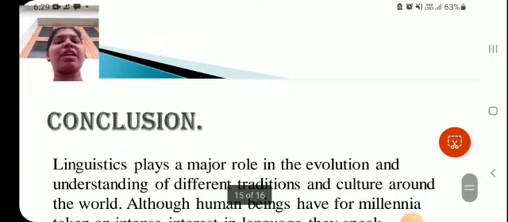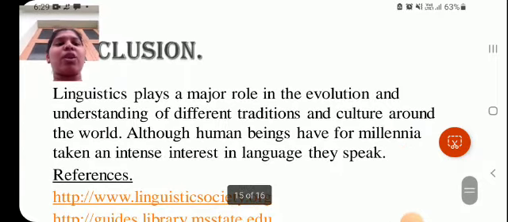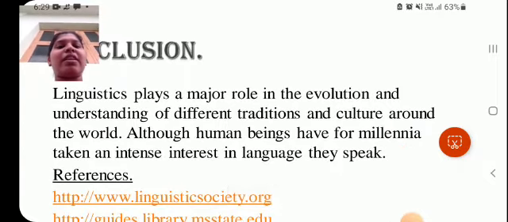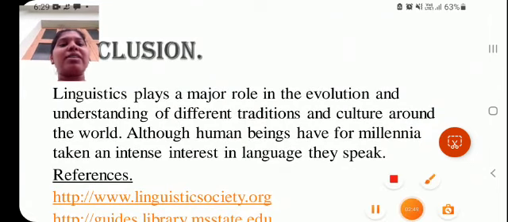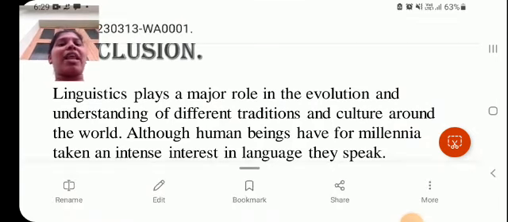Conclusion. Linguistics plays a major role in the evaluation and understanding of the different traditions and cultures around the world. Although human beings have for millennia taken intense interest in the language they speak.